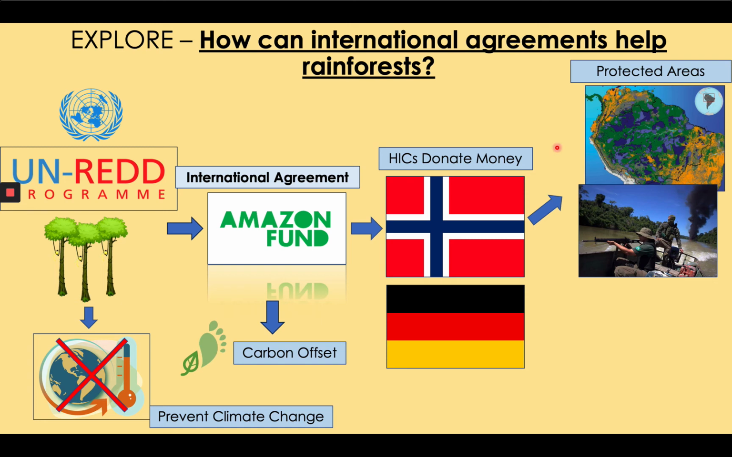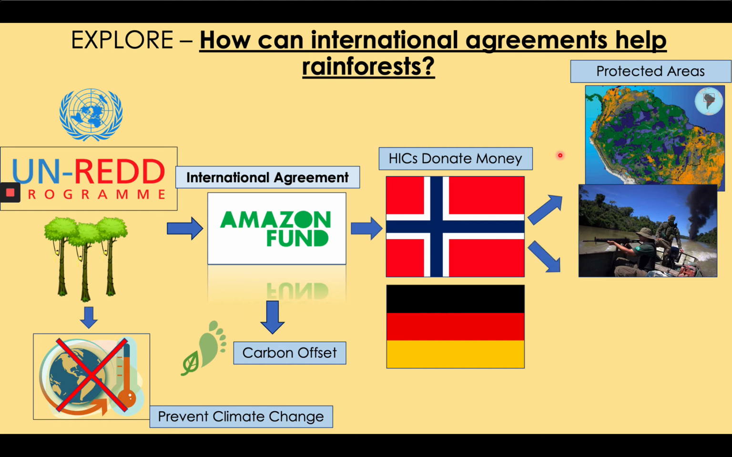That relationship between Brazil and Norway and Germany is called the Amazon Fund. And it helps to offset the carbon dioxide emissions of Germany and Norway by reducing the emissions of Brazil. By protecting their rainforest, Brazil absorbs more CO2 and consequently reduces its emissions, which helps to balance out the extra emissions from Norway and Germany.